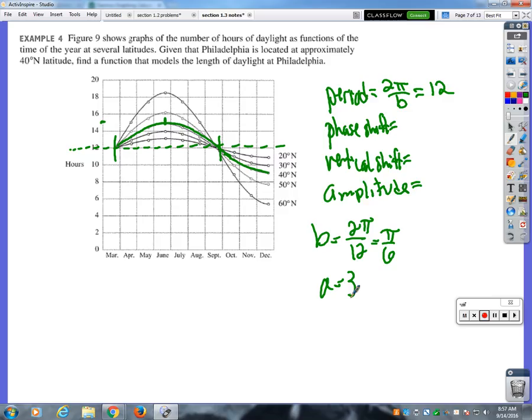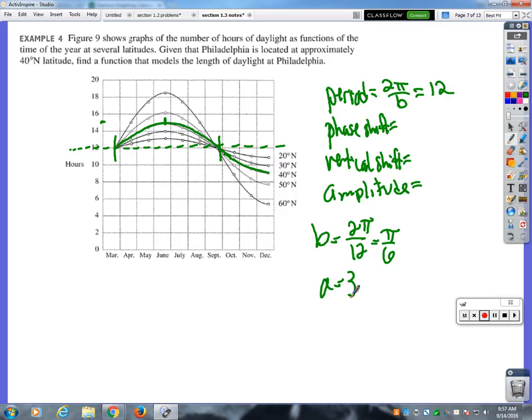Wait, I thought the amplitude was the entire height. No, it's the maximum minus the minimum divided by 2. Yeah, and that's not 3. Maximum is 18, and then the minimum. Oh, I looked at the wrong one, sorry. Okay. Yep, that's all fine.